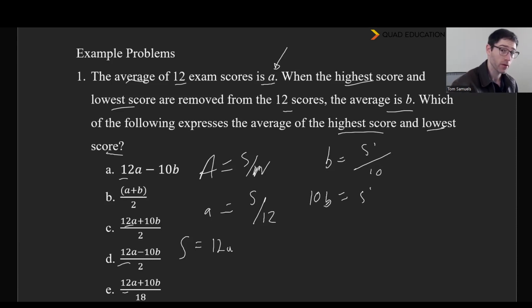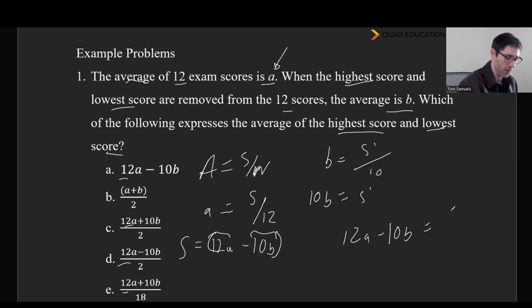Well, that is the highest and lowest score. So we want to find out what that is. You know, we're kind of getting distant from numbers itself here, but the difference between the first set and the second set is the highest and lowest score. So whatever 12a minus 10b is, regardless of what that actually is, those are the highest and lowest scores. And so that's where we get our 12a minus 10b is equal to basically our high score plus our low score.